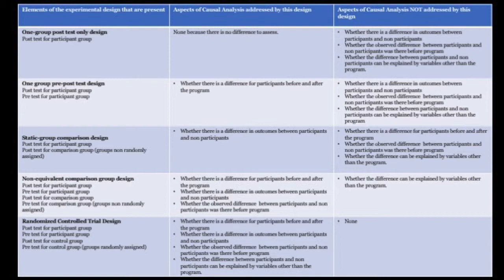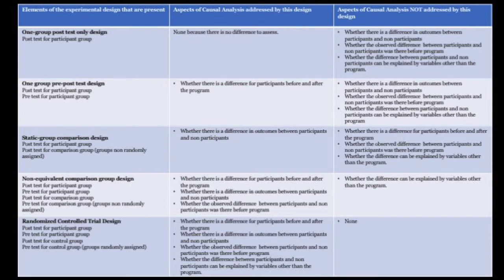Another type of design is the static group comparison design, where you have a post-test for the participants and also for some comparison group, right, that was not randomly assigned. And here we can see if there is a difference between participants and non-participants, but we cannot observe if this difference was not there before the program, and we cannot rule out the possibility that this difference is caused by something else other than the program.